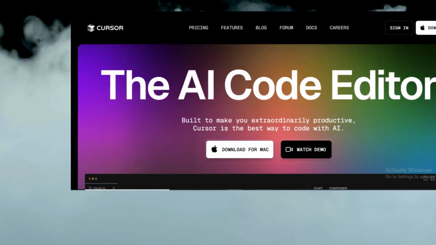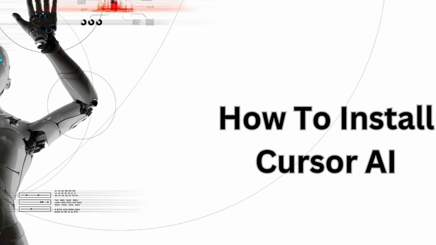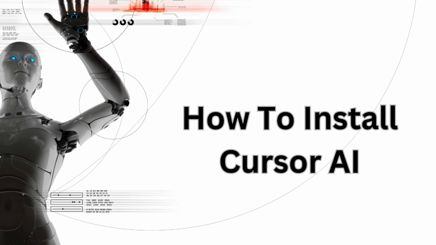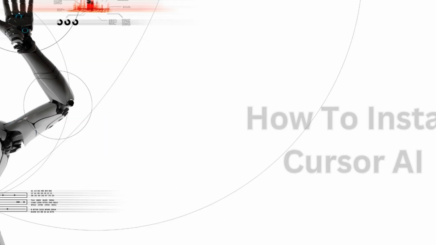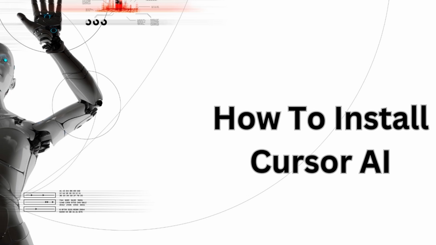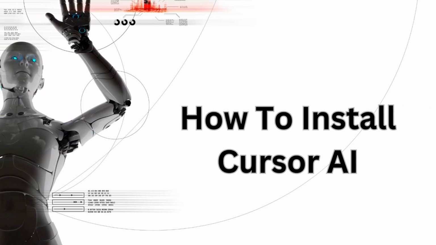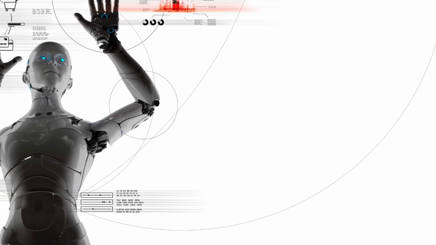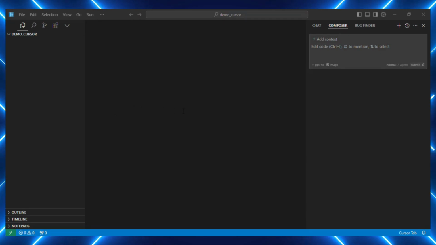In my last video, I showed you how to install and set up Cursor AI. If you missed that, be sure to check it out first to get started. But today, I'm taking things to the next level. We're diving into how you can use Cursor AI to create a complete, fully functional website without writing a single line of code. Alright, so here we are in the Cursor AI interface.